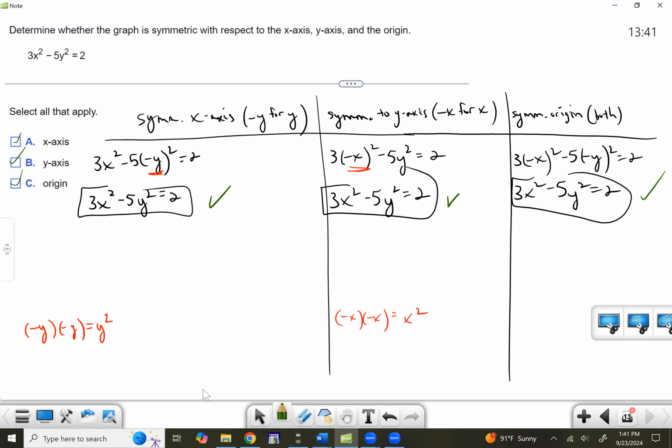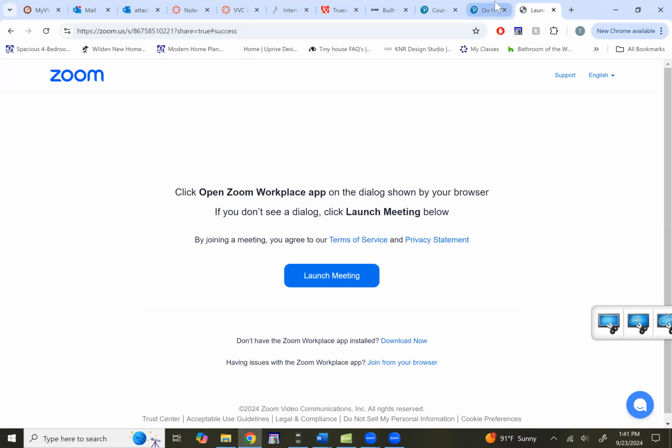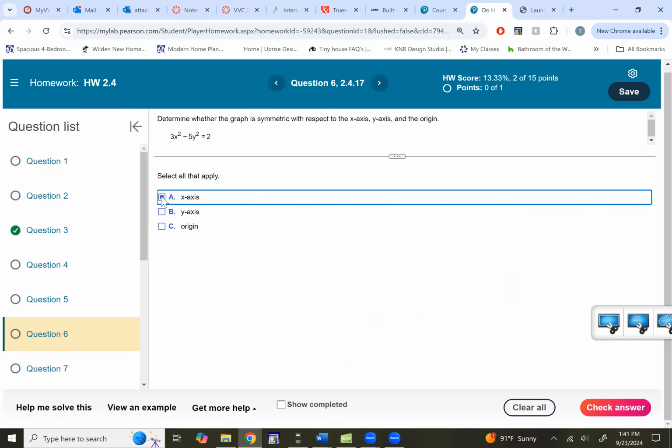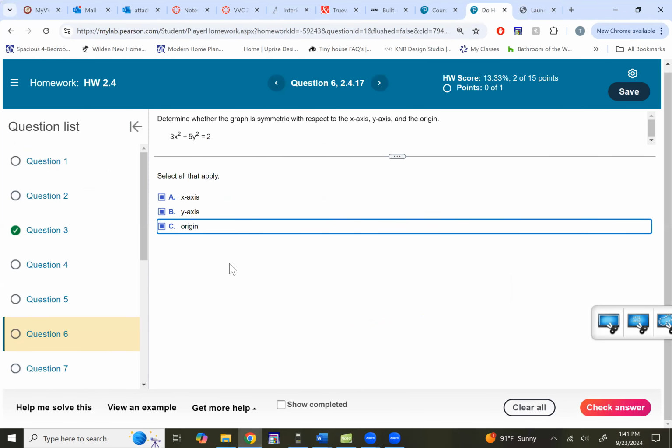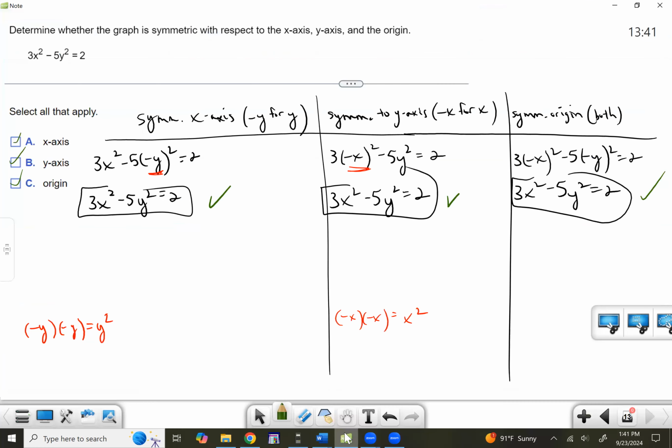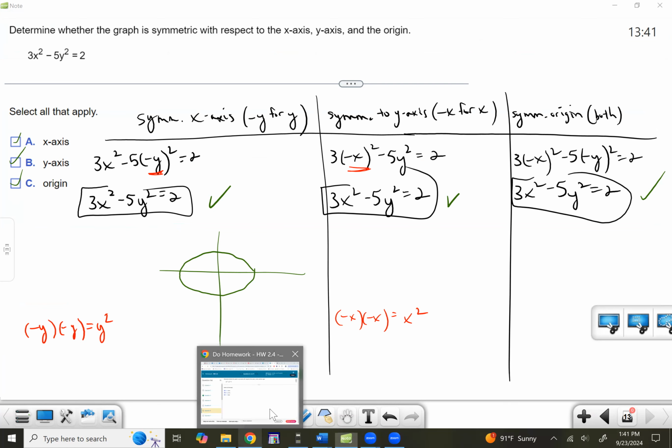And you'll find out later on this is actually an ellipse. Ellipses look like what you know as ovals. But if you have an ellipse centered at the origin, or an oval centered at the origin, then your oval is going to be symmetric to the x, symmetric to the y. And if you flipped your paper upside down 180 degrees, then it would also look the same. So that's why we're going to check all of them on this one.